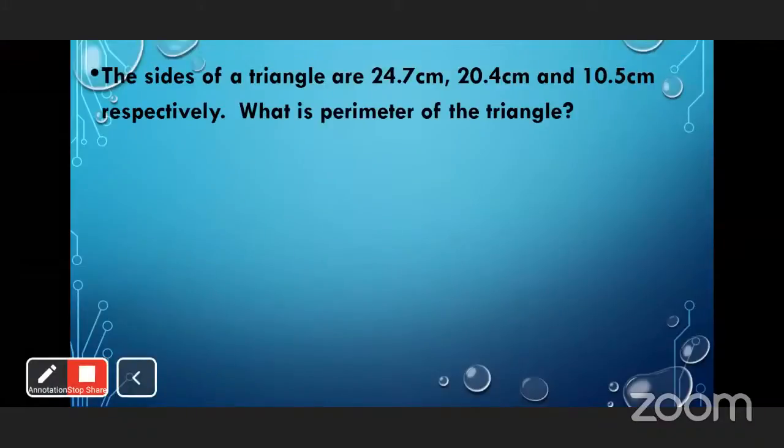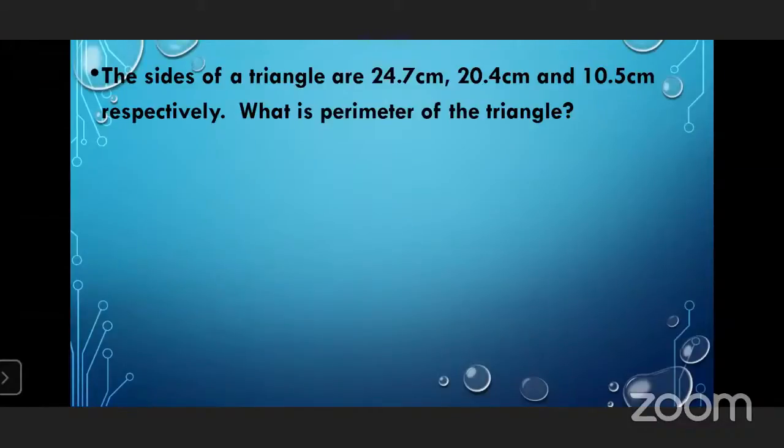Now, the next problem. Read it. The sides of a triangle are 24.7 centimeter, 20.4 centimeter, and 10.5 centimeter, respectively. What is the perimeter of the triangle? So we have to find the perimeter of the given triangle.